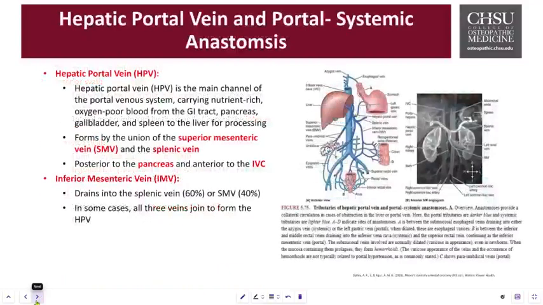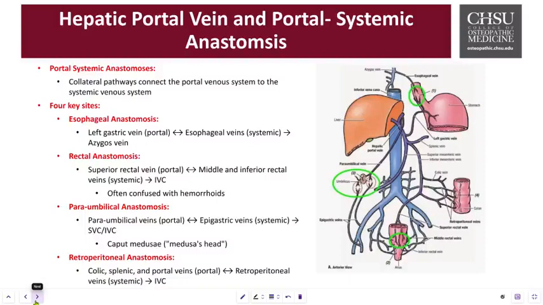Now, the hepatic portal vein transports nutrient-rich but oxygen-poor blood from the GI tract to the liver. It is formed by the union of the superior mesenteric vein and the splenic vein, posterior to the pancreas. Within the liver, the blood passes through the sinusoids where hepatocytes process nutrients and detoxify substances before the blood exits via the hepatic veins into the inferior vena cava. About 60% of the IMV drains into the splenic vein, while about 40% drains into the superior mesenteric vein.